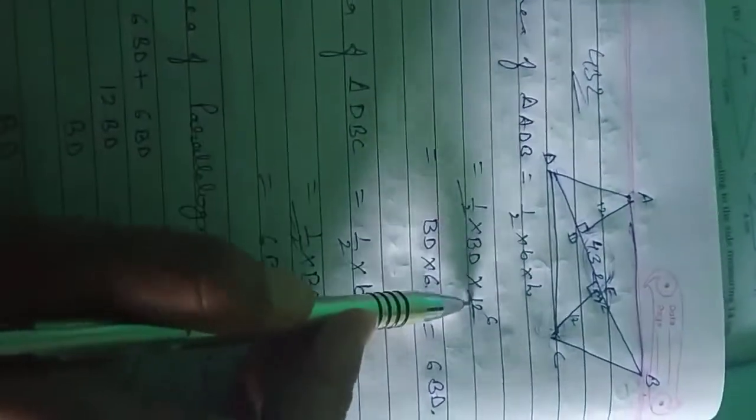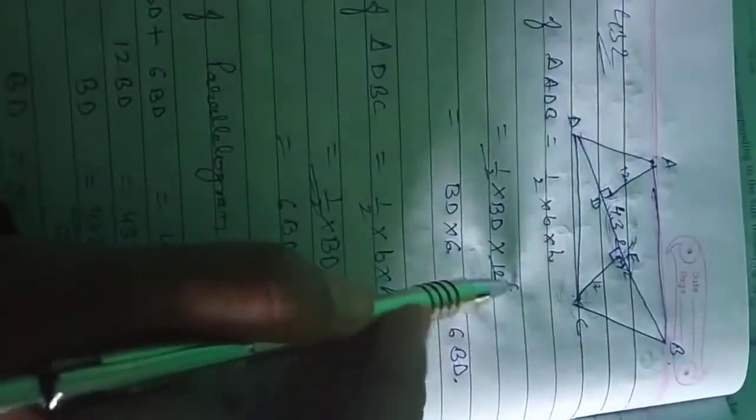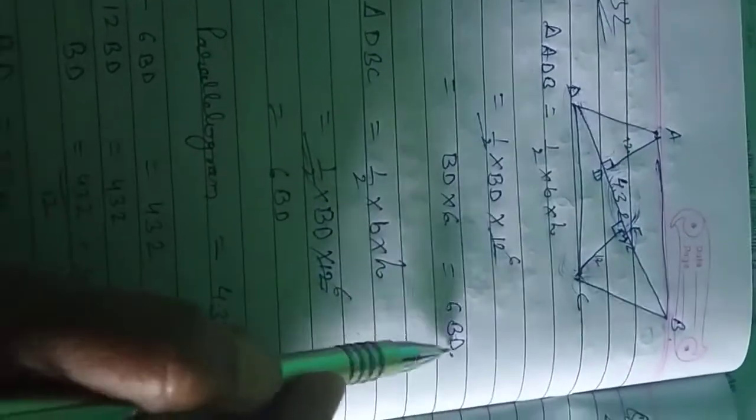So first of all we will find out the area of this triangle. Area of this triangle plus area of this triangle will be equal to area of this full parallelogram. So area of this triangle will be what? Half into base into height. Height is 12, base is BD, not given. So half into base into height, BD into height 12. So BD into 6, just cancel out, 2 6s are 12. So 6 into BD, 6 BD.